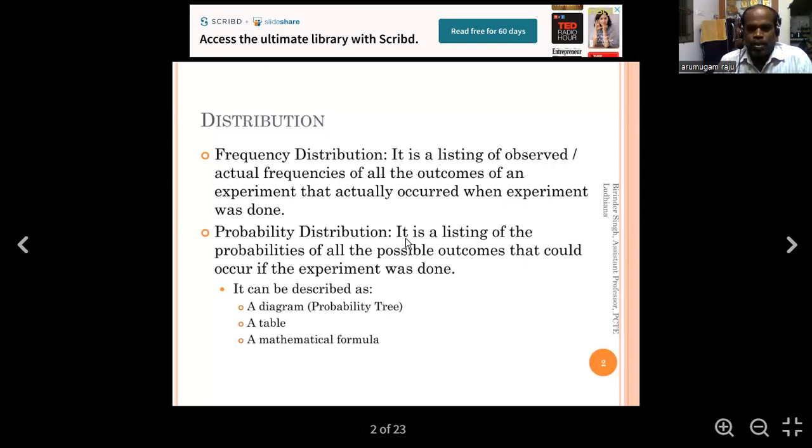The probability distribution is nothing but a listing of the probabilities of all the possible outcomes that could occur if the experiment was done. So it can be described as a diagram. It may be a probability tree, a table, and also mathematical formulas.